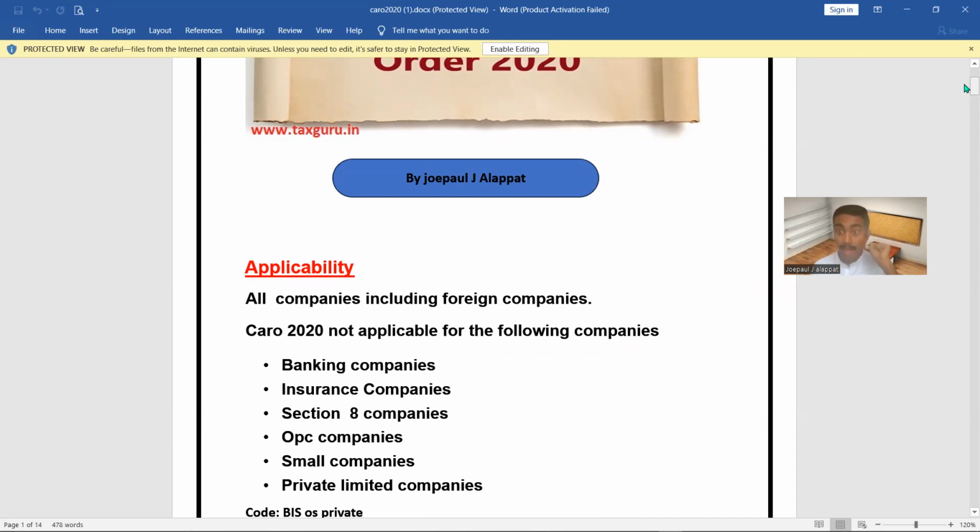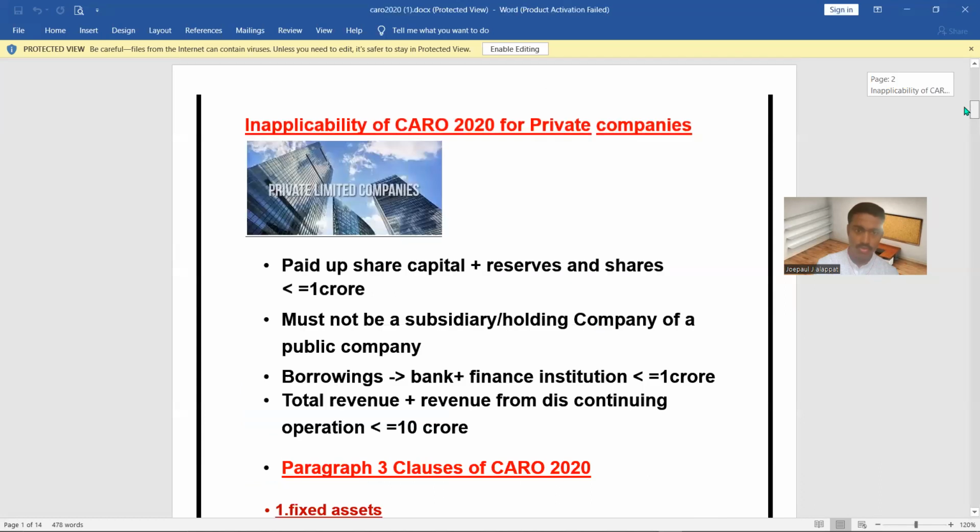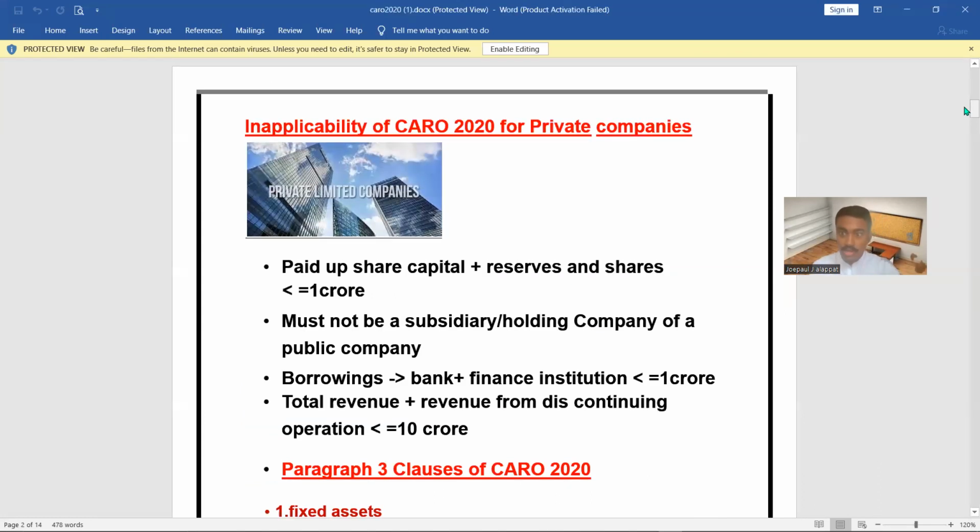It is inapplicable to banking companies, first one, insurance companies, then Section 8 companies, OPC companies, small companies and private limited companies. For these 6 types of companies, CARO is not applicable, guys. But in the case of private companies, they have to satisfy certain additional conditions after which only CARO will be inapplicable to them. So, if any of these conditions are violated, automatically CARO will be applicable for private companies. Generally, it is not applicable to private companies. But if any of these 4 conditions are violated, CARO is automatically applicable to private companies.